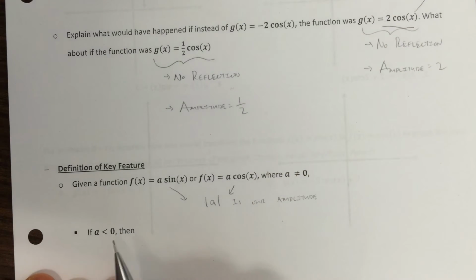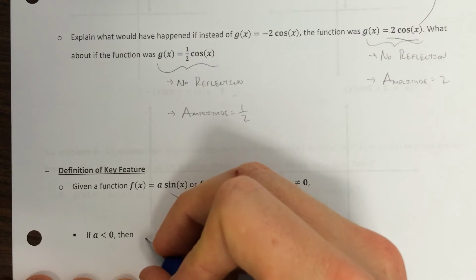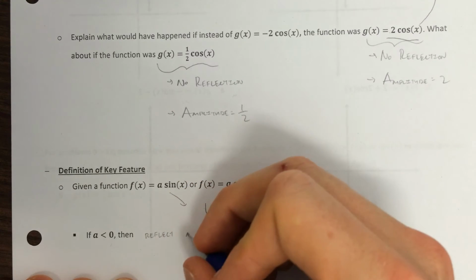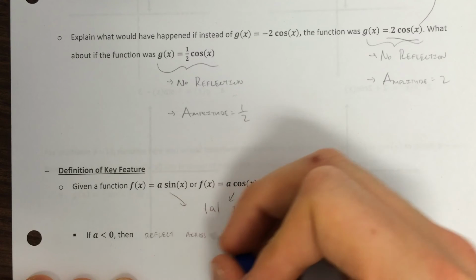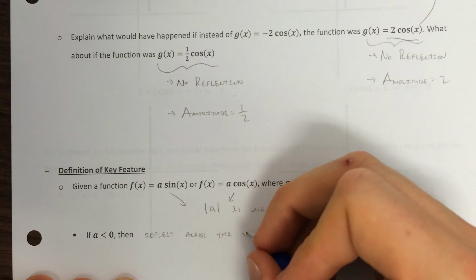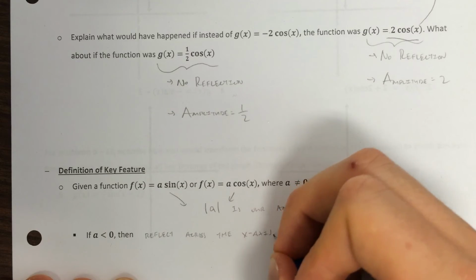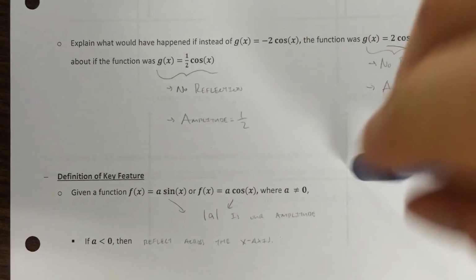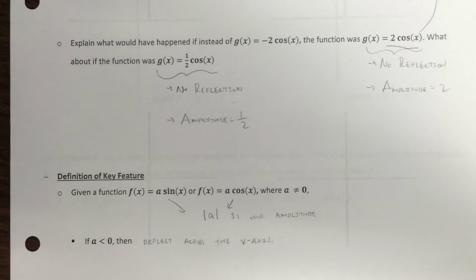And if a is less than 0, then we reflect across the x-axis. If you want to make this a nice complete sentence, that might be good. But that's what's happening. And we'll see practically what this looks like in the second video. So if you keep going through these notes, in the second video we'll go through some practical application.